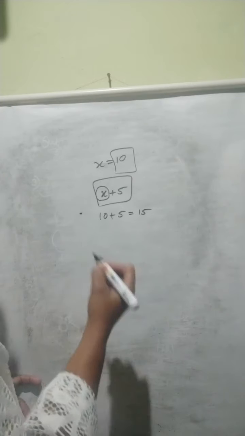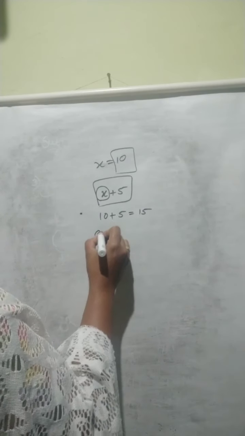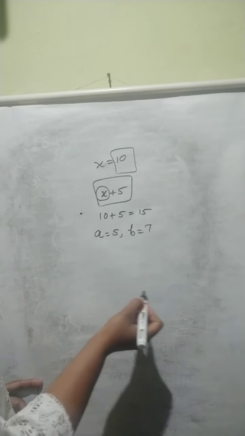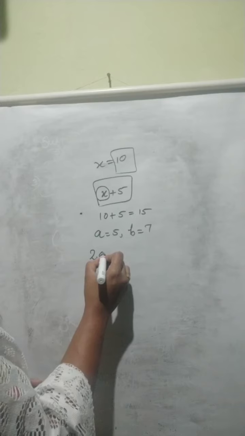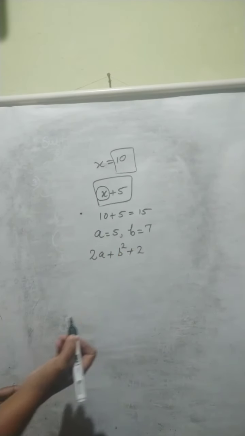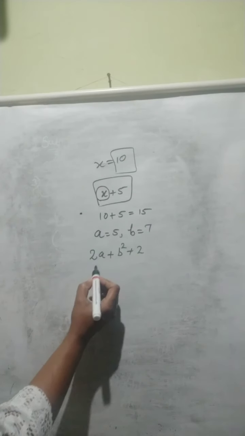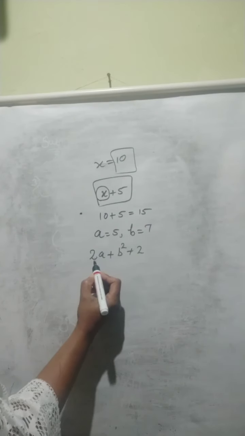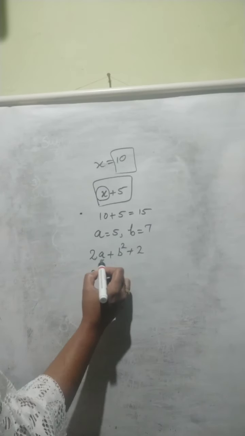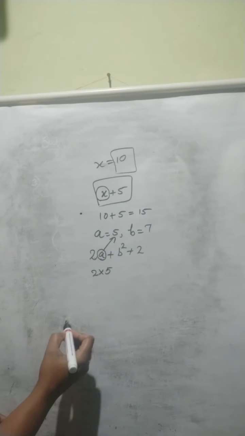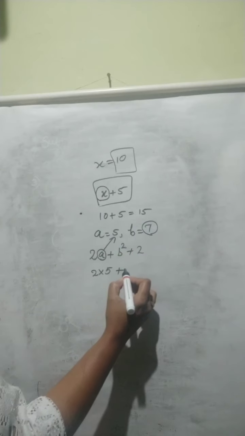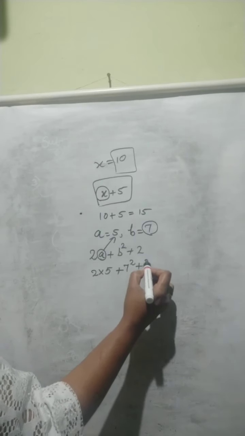In some cases, a is equal to 5 and b is equal to 7. Find the value of the expression 2a plus b squared plus 2. How can we find it? Here we have to substitute. 2a, what is its meaning? 2 multiplied by a. That is 2 times 5, since the value of a is given, that is 5. Plus b squared. Here the value of b is 7. That is 7 squared plus 2.